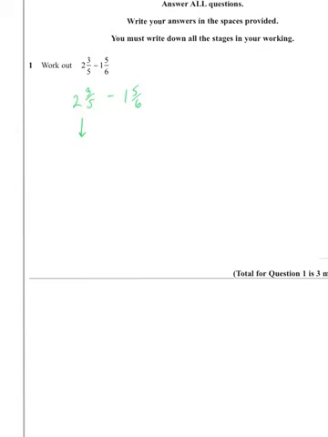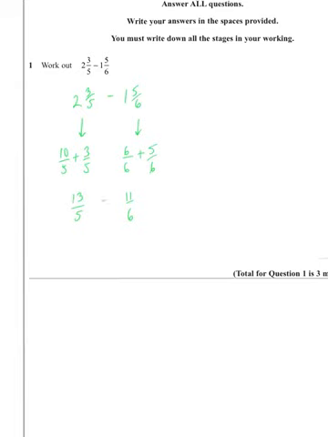Now in each whole one there is 5/5, so there's going to be 10/5 and 3/5 here, which is going to give me 13/5. And then I've got to take away 1 whole one and 5/6. Well, the whole one is 6/6 and 5 more, which is 11/6. Now we want to do 13/5 take away 11/6.